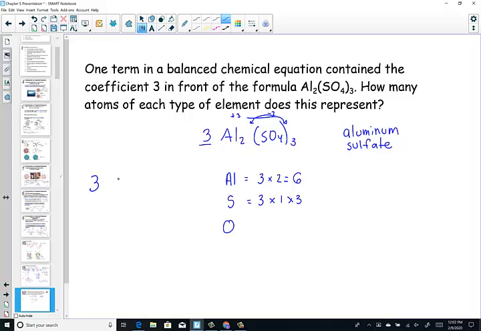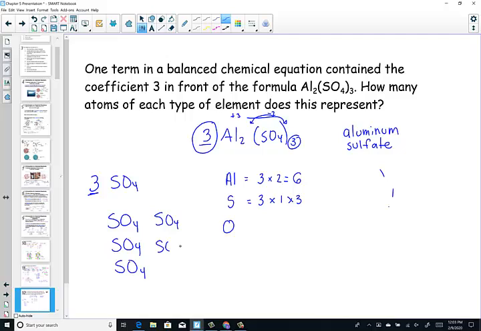So what if you had 3 SO4s? What does that mean, that coefficient? Times. 3 groups of SO4. That's what this means. Now the coefficient of 3 says you have 3 sets of those. So that would be 2 sets. And here's 3 sets of SO4. The coefficient of 3 and the subscript of 3 are both taking account to tell us there are 9. 3 times 3 is 9 sulfurs.